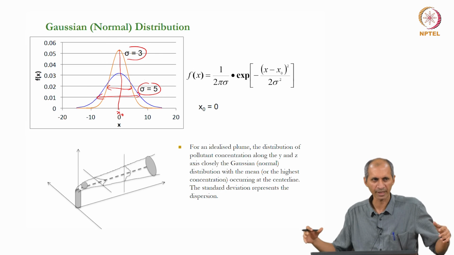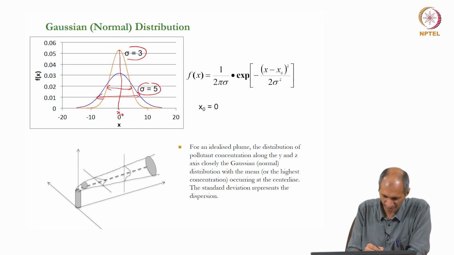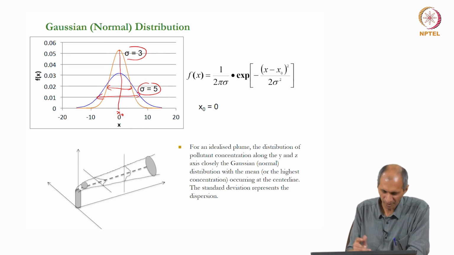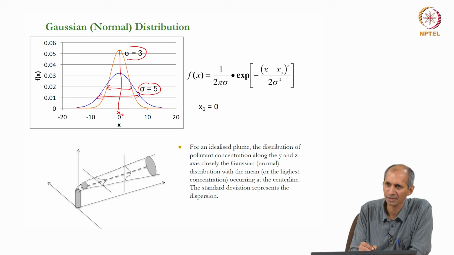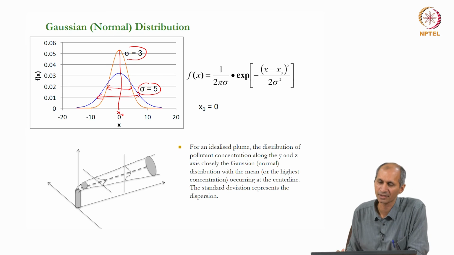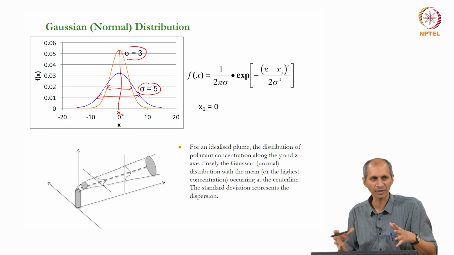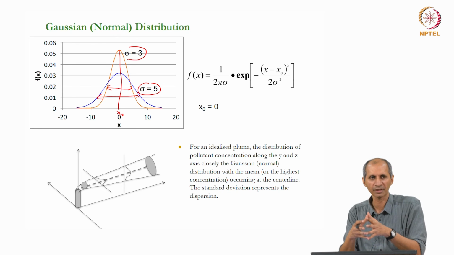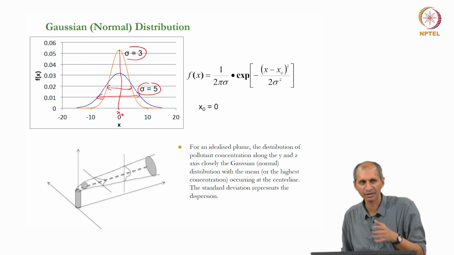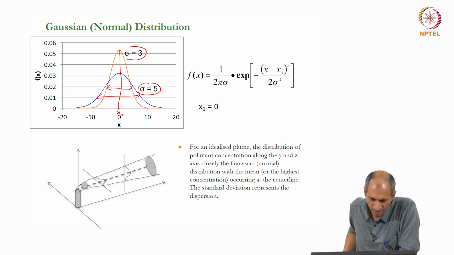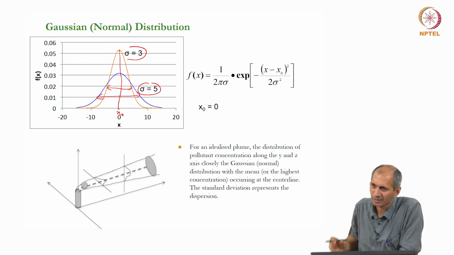Because of conservation, we are assuming that if it spreads more, the highest concentration is going to be smaller. If it spreads less, the highest concentration is going to be higher, which is consistent with our thinking that if a plume is confined to a smaller volume, concentration is likely to be higher. If the plume spreads more, the highest concentration is likely to be lower. So, where do you find the highest concentration? Where will you find it?